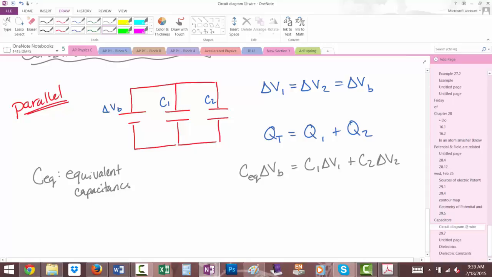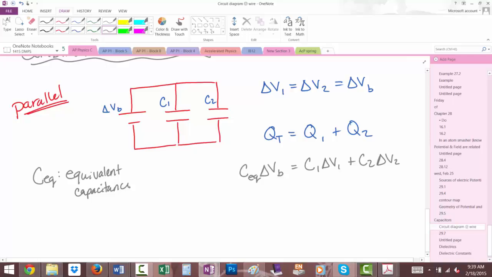So all I've done is to sub in, instead of for Q, I have C times V. But then somebody says, but wait, who's going to say that? The V1, V2 are the same as V_B. So we can divide by V_B. We could divide by V, right? That's what I'm trying to say.